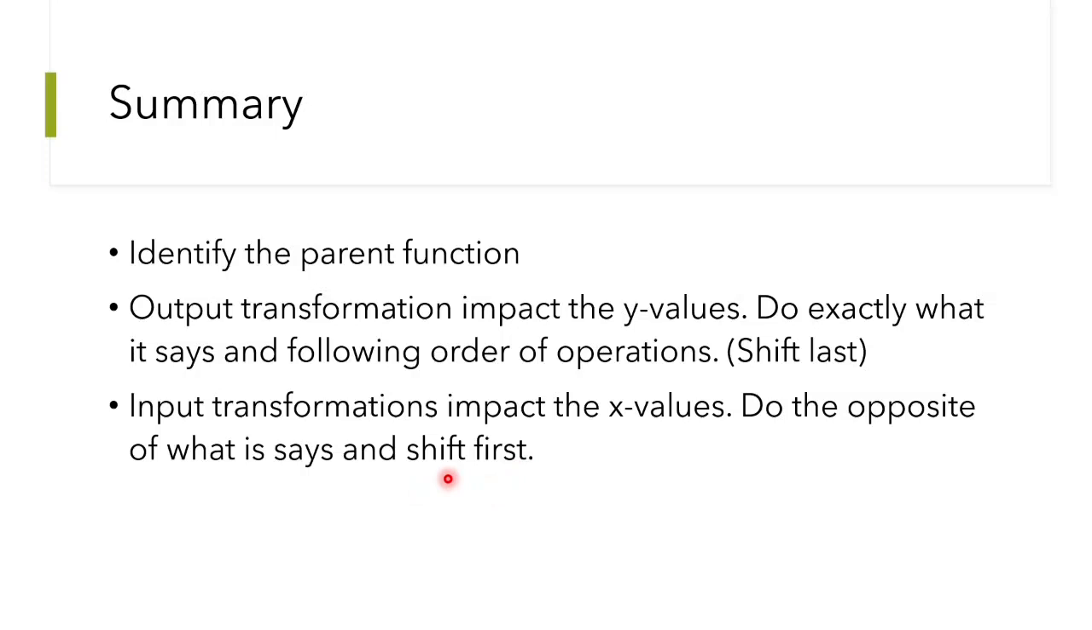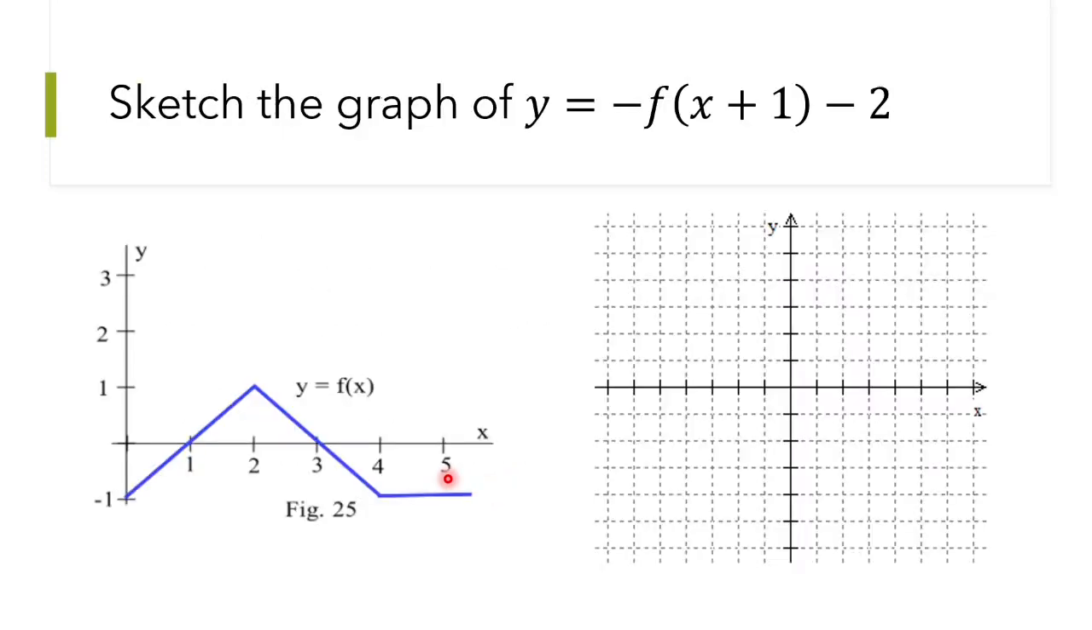So let's do a couple examples to see how this works. This time we're not actually given an equation, we're just given a graph. So in blue is the graph of y equals f of x. I'm going to see if I can sketch y equals negative f of x plus 1 minus 2. So I'm going to start by just duplicating my parent function onto my graph paper. So I have a starting point. So I basically just tried to trace the parent function, which goes through, let's see, it looks like 0, -1, and then it goes up to 2, 1, and then down to, that looks like 4, -1, and then we've got this horizontal line segment at -1.